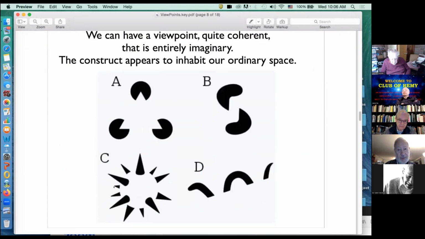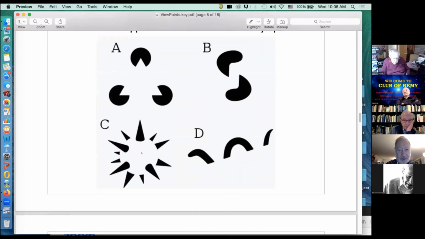The viewpoint can be quite coherent and yet imaginary. For example, here in the Kanizsa triangle, there's no white triangle there. You made it. Your neurology, your brain, your system created a triangle here out of three Pac-Men. And if you change their orientations, the geometry of the triangle changes. There is no two-dimensional sphere here.